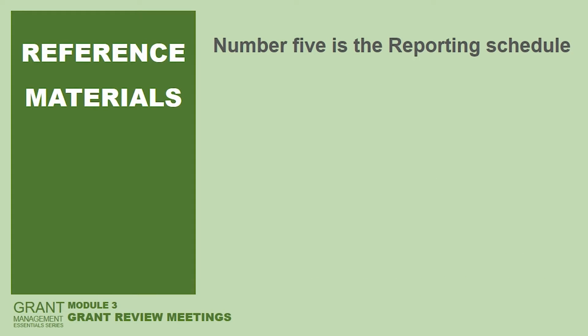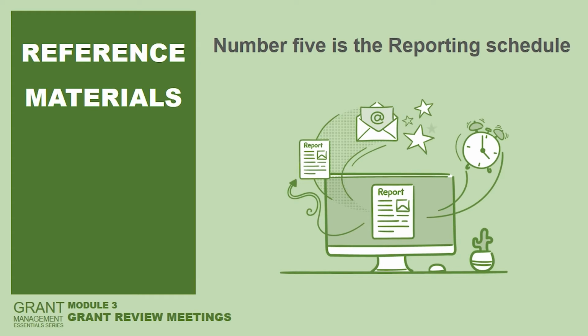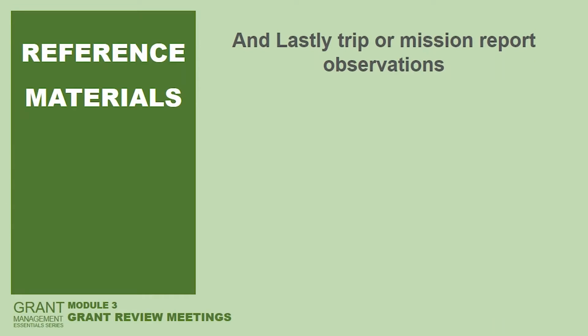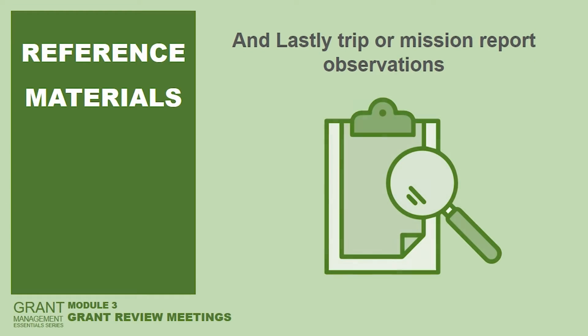Number 5 is the reporting schedule for planning purposes in order to ensure we are ready with necessary resources to develop and submit quality and timely reports. Number 6 is donor contract rules and regulations. We need to be aware of what are the donor rules and regulations for each grant, where we need prior authorizations and what key compliance attributes apply. And finally, there are the trip and mission report observations. Trip reports will be completed and maintained as part of the grant file and are key information sources in order to discuss challenges and come up with solutions.